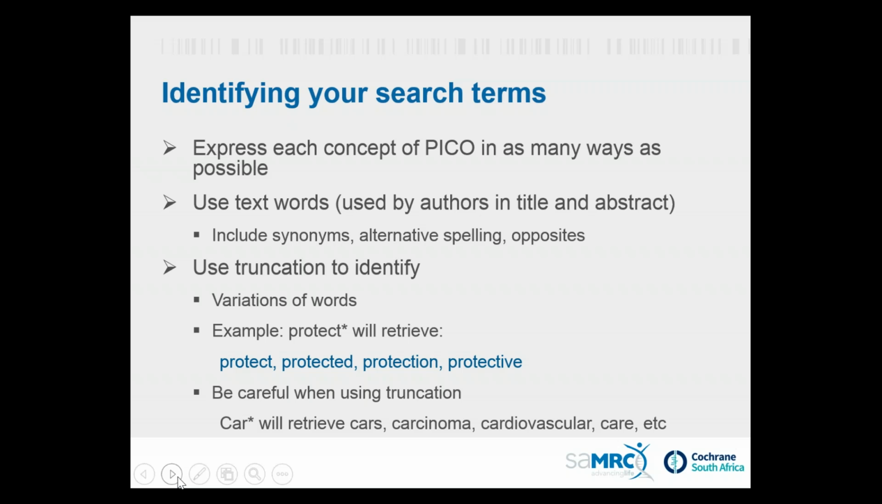But you need to be very careful when using truncation. For example, if I typed in car with an asterisk, it's going to retrieve cars, carcinoma, cardiovascular. So it's not going to give me exactly what I'm wanting. Also, when you're doing that in PubMed, it only gives you the first 800 variations of the word, and it might not retrieve what you are looking for. So be careful when you're using truncation.